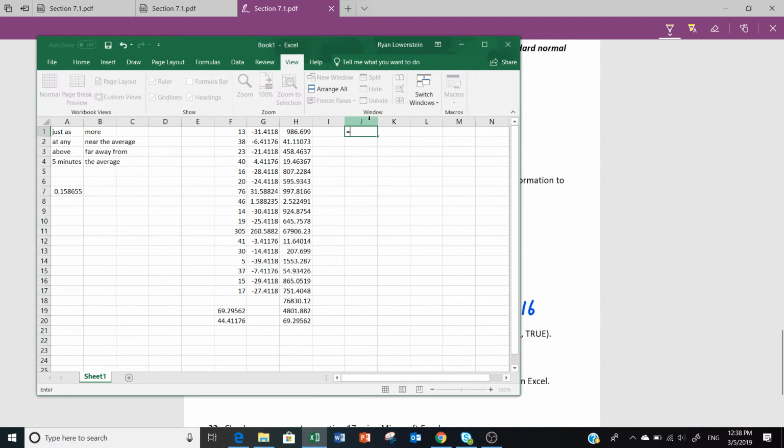Usually this is where the zoom, Control plus maybe? No. Oh, here we go.